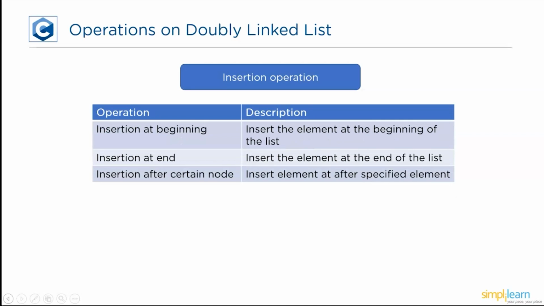Under the insertion operation, we have insertion at beginning. Basically, we insert the element at the beginning of the list. Next, insertion at end. That means it inserts the element at the end of the list. And lastly, insertion after a specified node. That means it inserts the element after some specified node. So now let's run the program and understand these operations practically.